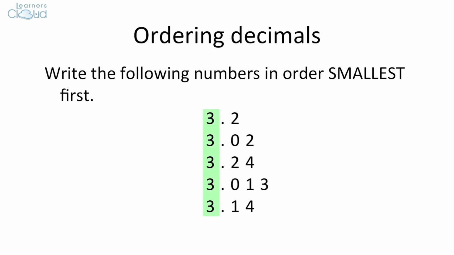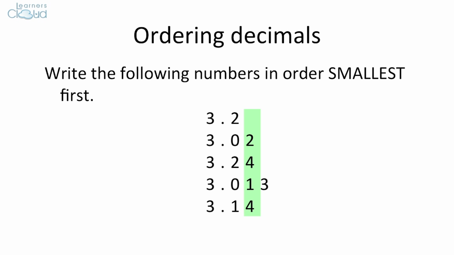So let's take a look at each number individually. Well, they all start with the number 3, so that's not going to help us decide on the size of them. So we're therefore going to have to look at our tenths column first. And the smallest one is obviously going to be the number that has the smallest number in that tenths column. But when you look again, we have 2 numbers that have 0 in that tenths column. So we now need to look at the hundredths column and see which one has the smallest number there.